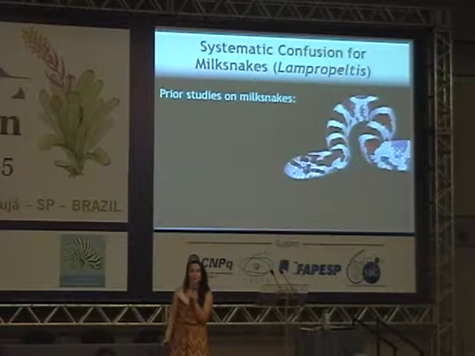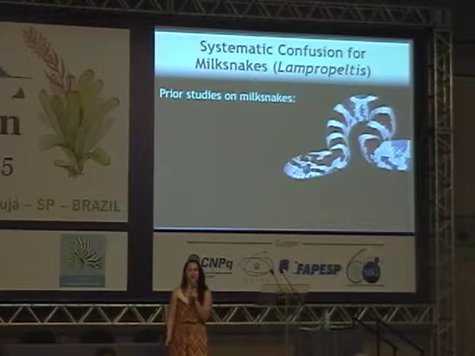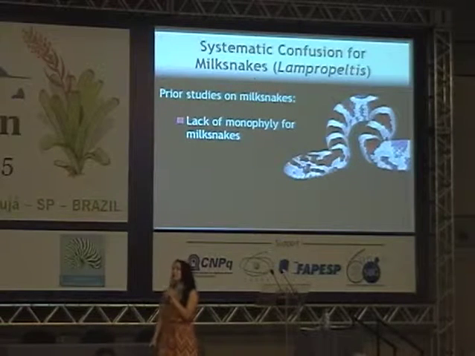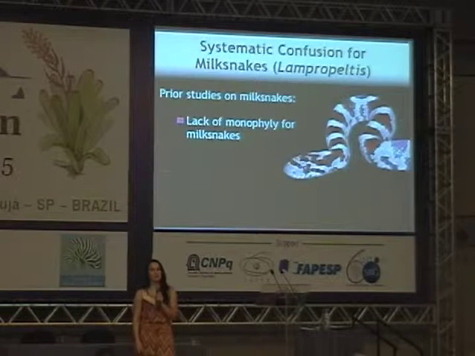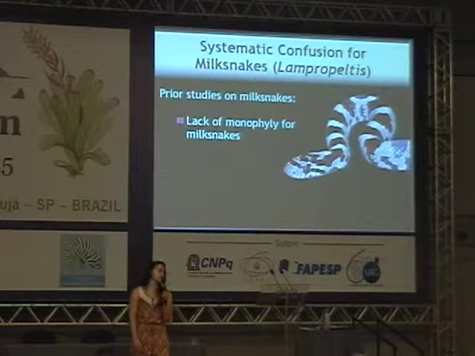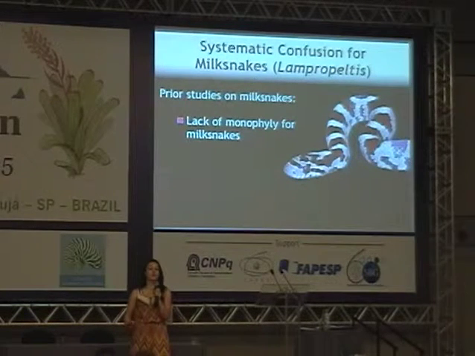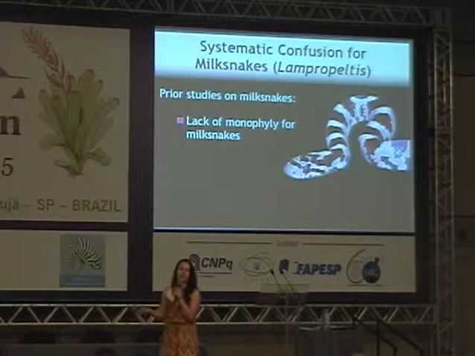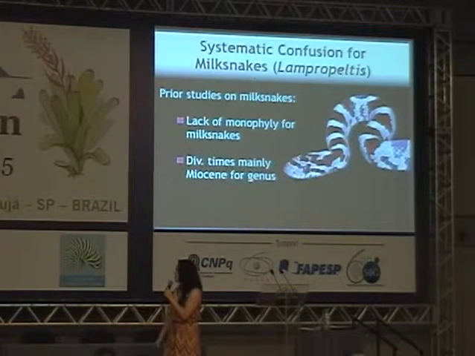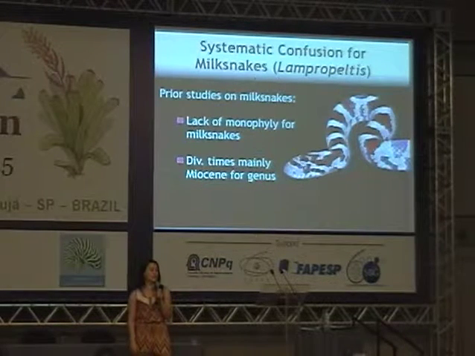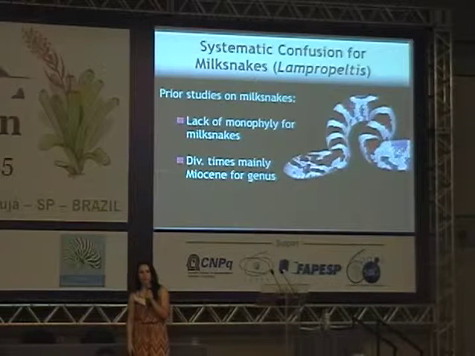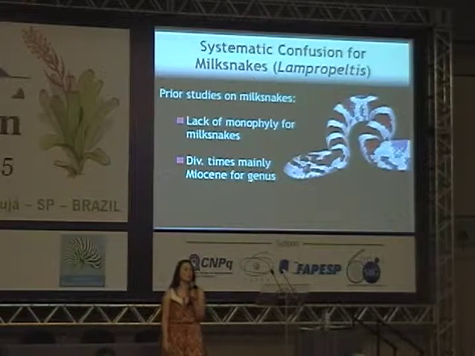Prior studies on milk snakes started to hint that maybe this wasn't the case and showed a couple of different things. First off, lack of monophyly for milk snakes. These guys are in the genus Lampropeltis, and some studies that have looked at the genus Lampropeltis, but not focused specifically on milk snakes, have found that they're not monophyletic as a clade within that genus. They're spread out among some of the other snakes in there, especially some of the king snakes; milk snakes and king snakes are what comprise Lampropeltis. The other interesting thing about these prior studies is that when these trees are dated, including milk snakes, for the genus Lampropeltis you've got a lot of divergence times that take place during the Miocene.